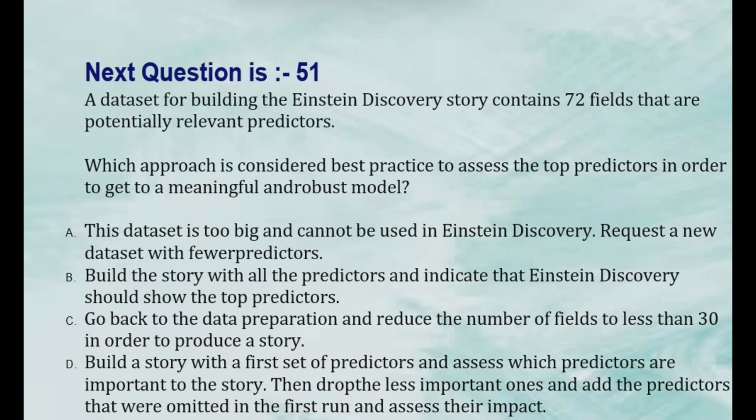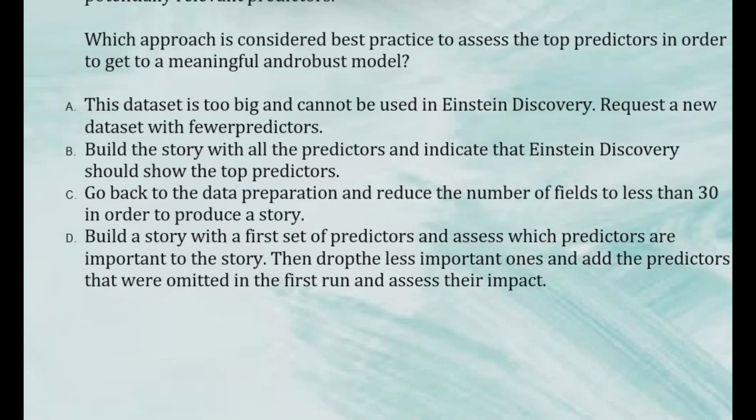Option C, go back to the data preparation and reduce the number of fields to less than 30 in order to produce a story. Option D, build a story with a first set of predictors and assess which predictors are important to the story. Then drop the less important ones and add the predictors that were omitted in the first run and assess their impact. Correct answer is option D.